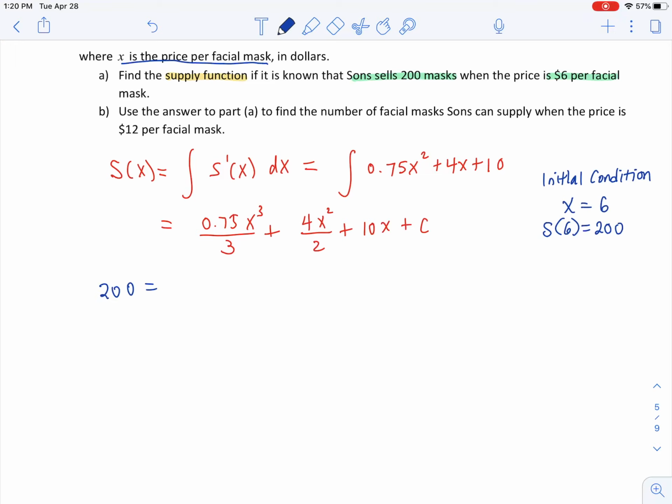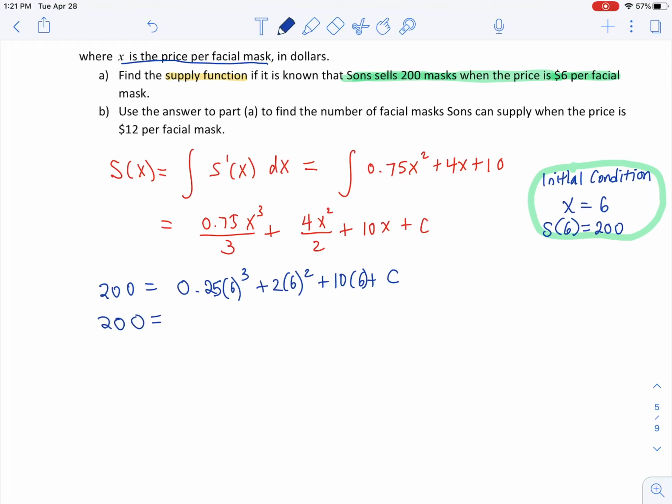Okay, so set 200 equals. If you divide 0.75 by 3, that's just a quarter x cubed, plus 2x squared plus 10x plus C. Whoopsie, I forgot to plug in the x value of 6. Let me just delete it all. All right, so 0.25 times 6 to the third power, plus 2 times 6 squared, and then 10 times 6 plus C. And that should come out to be 200. And this is the initial condition I'm using, because that's what they gave me.